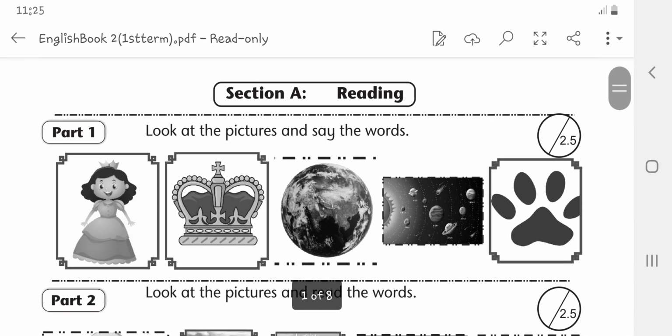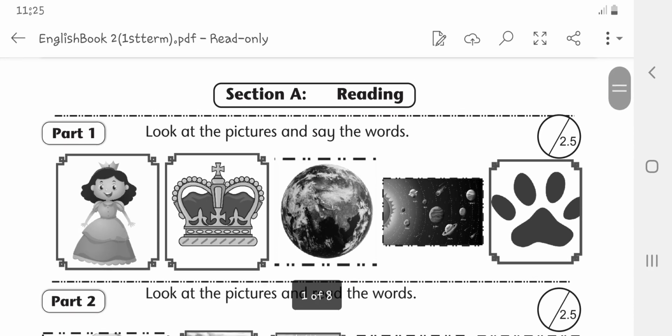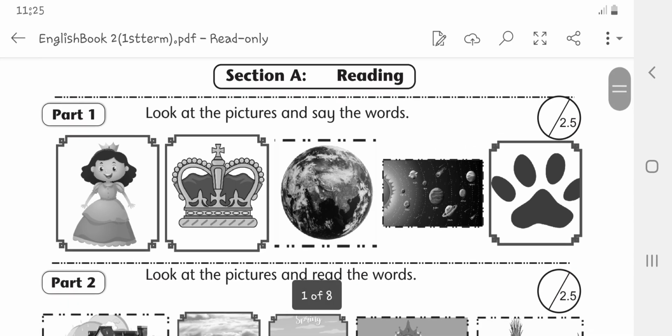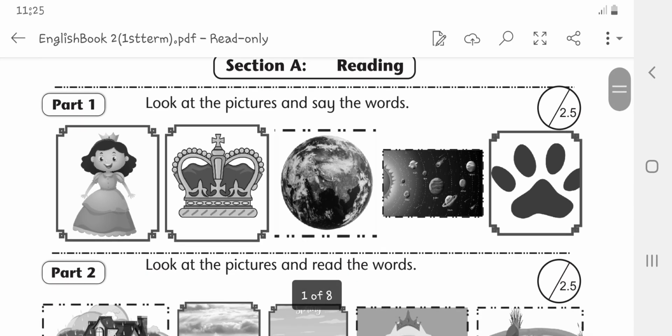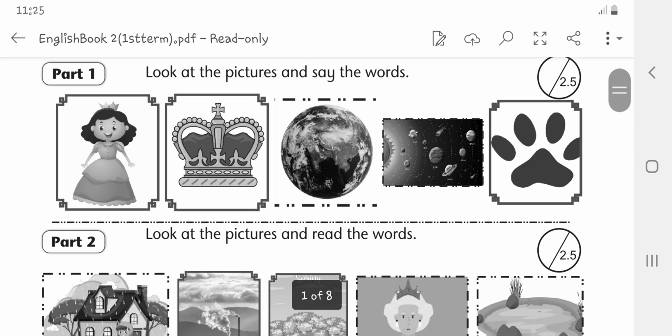As all of our exam papers are comprised of different sections, this also comprises different sections which represent the language skills that the children should have at this stage. So section 1 is reading, and it comprises 4 parts. Part 1 is look at the pictures and say the words. There are 5 pictures and the total marks are 2.5.